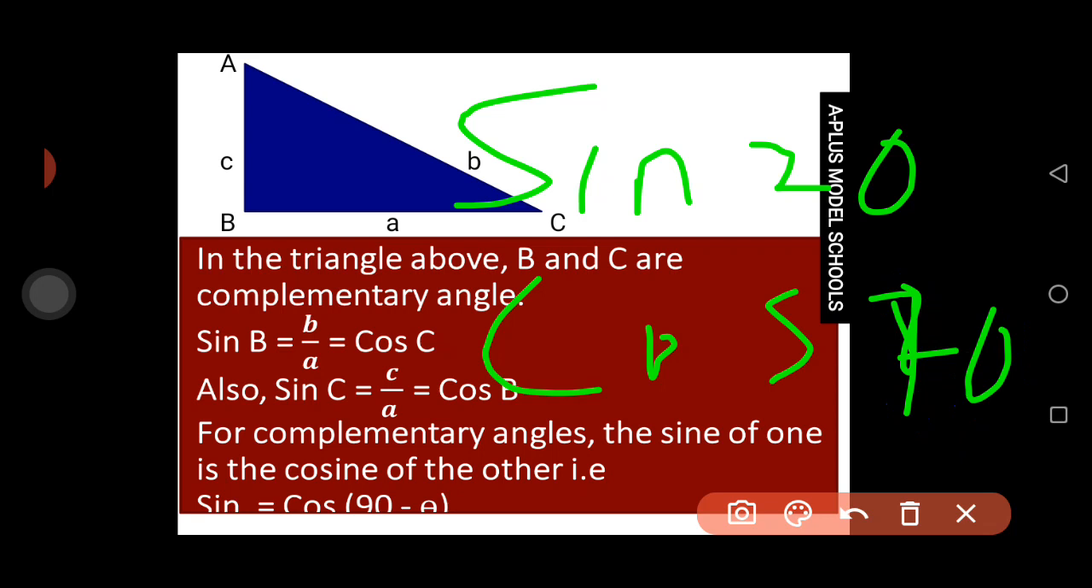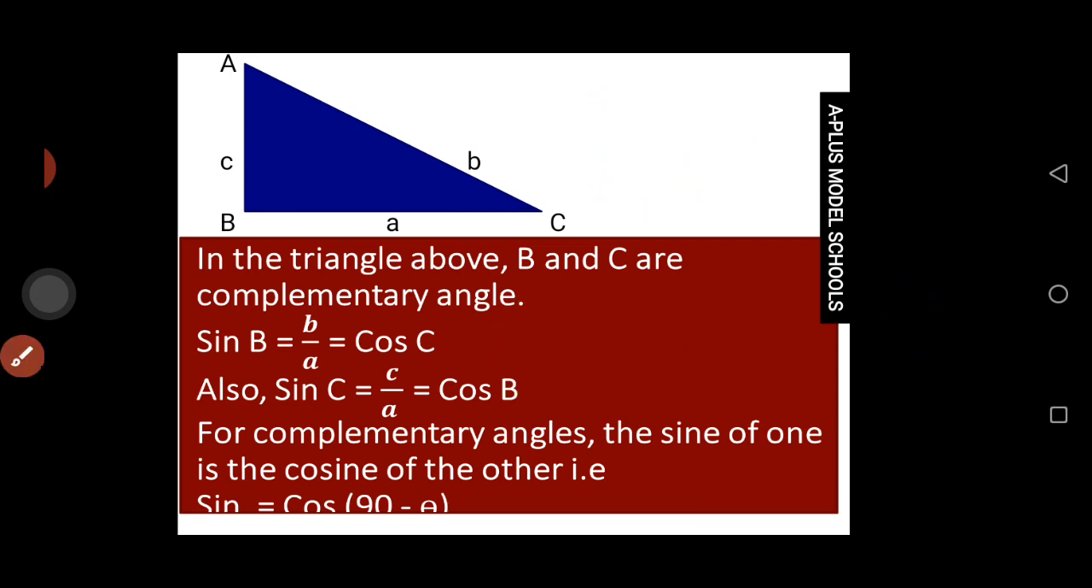The two of them are said to be complementary. So when you go to your 4 figure table and check the value of sine 20, and you also check cos 70, you will notice that they give you the same value. And that's exactly what I explained on this page, which is sine B will give you b over a, which is equal to cos C. And sine C will also give you c over a, which is equal to cos B, because they are complementary angles.